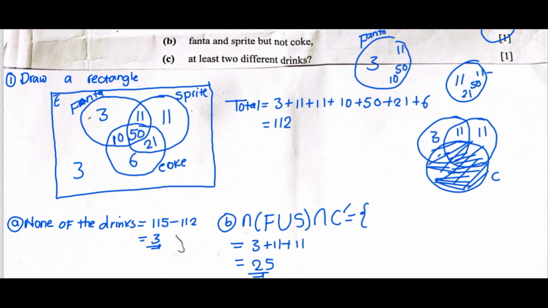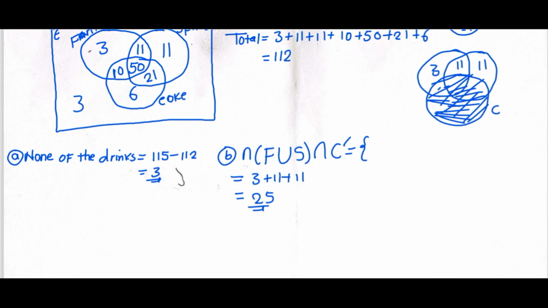Then C, at least two different drinks. At least two different drinks. Now with the word at least, we just want where there is two. So 10 took Fanta and Coke, 11 Fanta and Sprite, 21 Sprite and Coke plus 50.